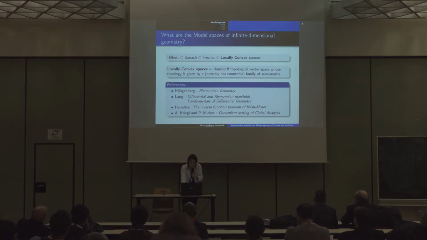Let me give you some references for infinite dimensional geometry. Klingenberg, the book with title Riemannian Geometry; Lang's book, Differential and Riemannian Manifolds, Fundamentals of Differential Geometry. In the Fréchet setting, the beautiful paper, The Inverse Function Theorem of Nash-Moser by Hamilton. And in the more general setting of locally convex spaces, the book of Kriegl and Michor, The Convenient Setting of Global Analysis.